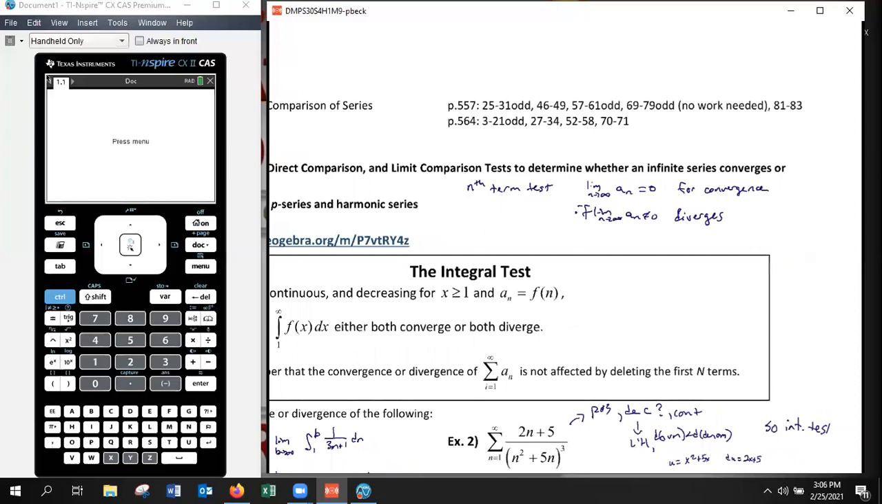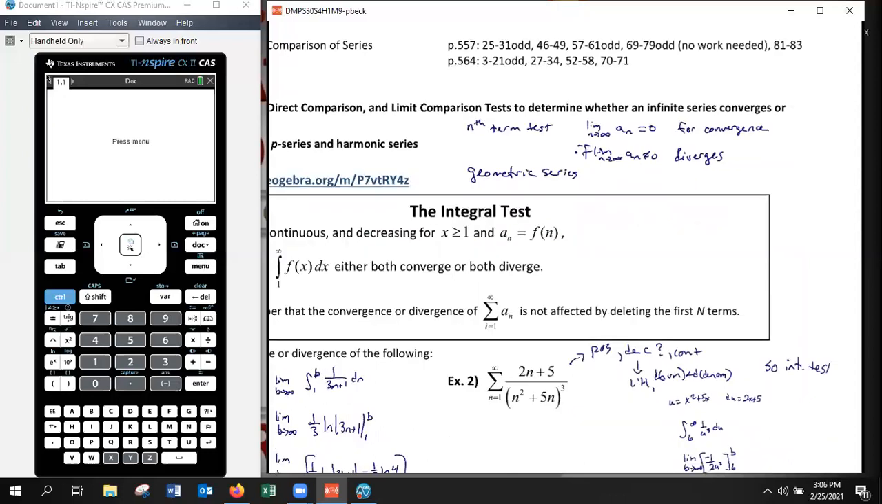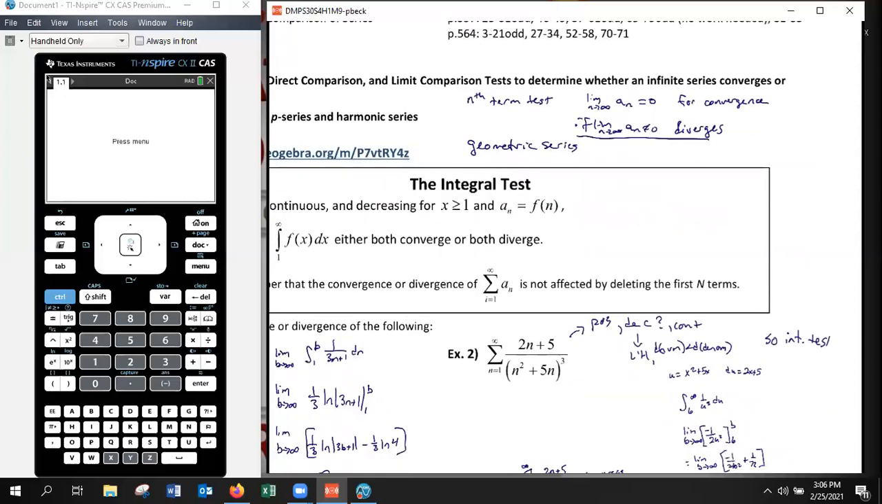The second test that we talked about in 8.2 was the geometric series. If you remember with a geometric series, if the absolute value of the ratio is less than 1, officially greater than 0 as well, then we have convergence of the geometric series. And if it's greater than 1, we have divergence.